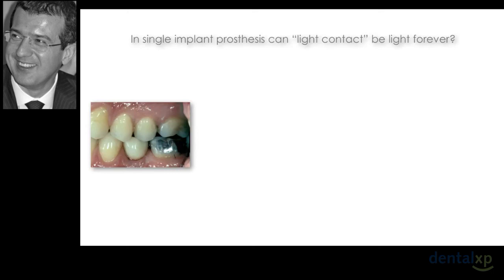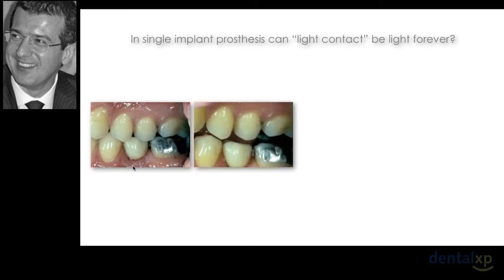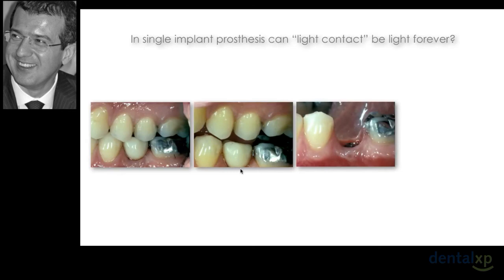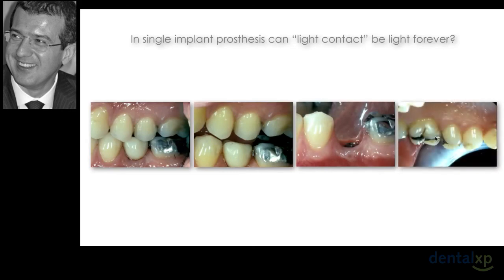This is another patient. I treated him with an implant several years ago. Then he went abroad to study, and he stayed with a resin provisional for more than 4 years. And when he came back, there was a lot of wear on this provisional. And if we look at the antagonist tooth, it has erupted a lot. So can light contact be light forever in a single implant prosthesis? Actually, I do not think so. So this is the reason why I'm not looking for clearance on single implants.